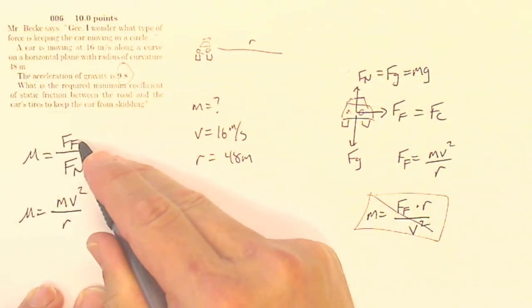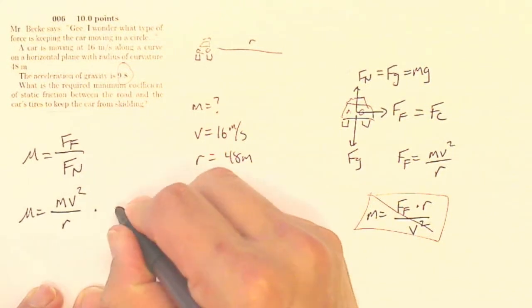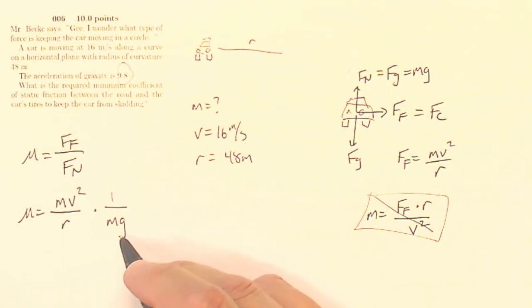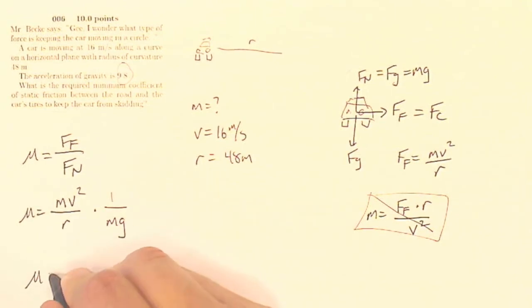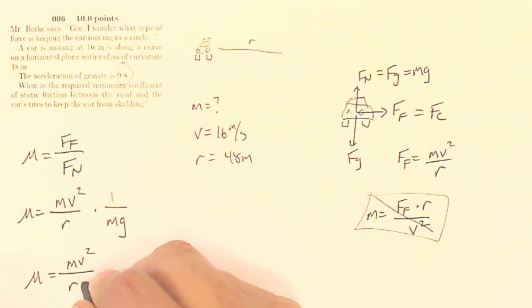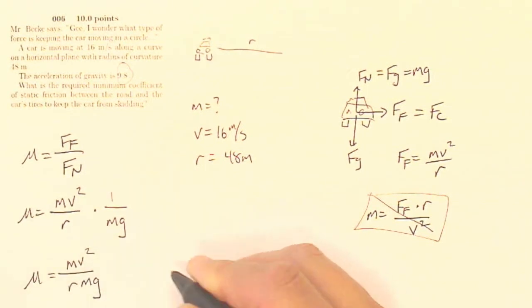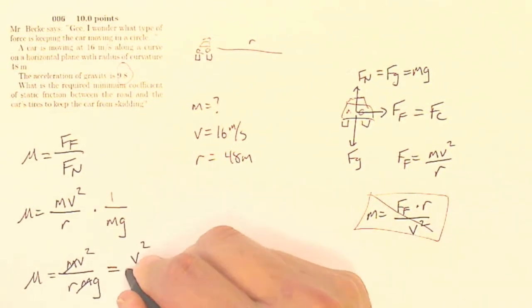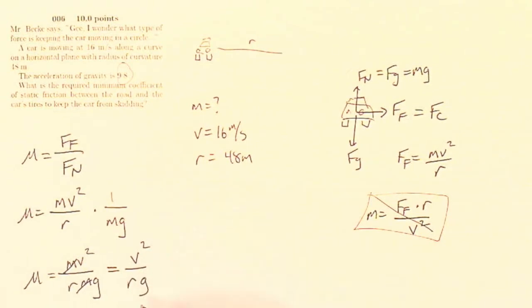So if I take this force of friction divided by the normal force, well, that's the same as 1 over mg. So what I get here is that my coefficient of friction is going to be mv squared over r, over mg. Well, look at this. Mass cancels out, so I don't need the mass. So it turns out that my coefficient of friction is going to be v squared over rg. And that is the mu that I'm looking for, and I happen to know all of those. I know the speed, I know my radius, and I know the acceleration of gravity.